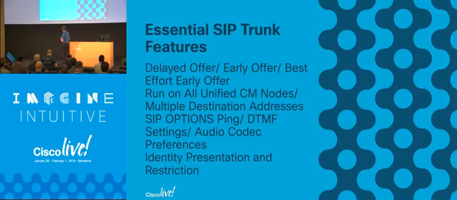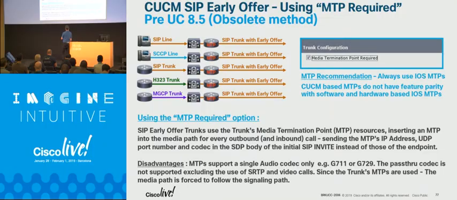So the first one we're going to be looking at is delayed offer, early offer, and best effort early offer. As I said before, if you bring up a SIP trunk in Call Manager, give it a name, and do nothing else, you give it a destination IP address, by default, you'll be using delayed offer. With delayed offer, you send an invite, you don't send any SDP. If you want to configure early offer, you have essentially 3 options that you can use, and those have various ages. So the first one that you could use for early offer is something called MTP required.